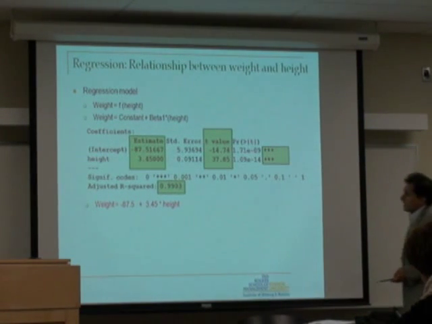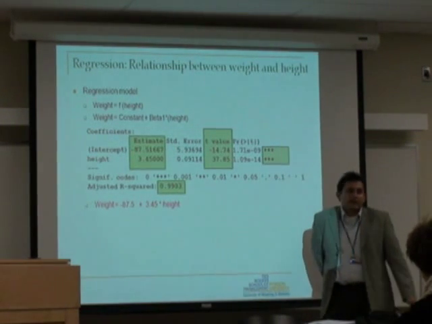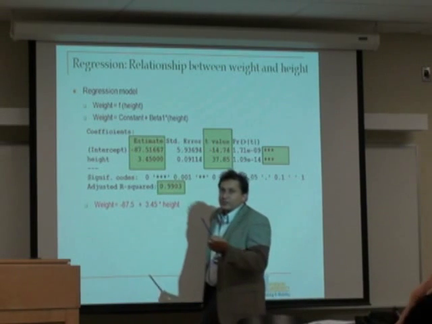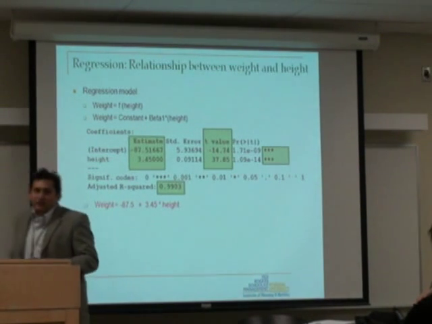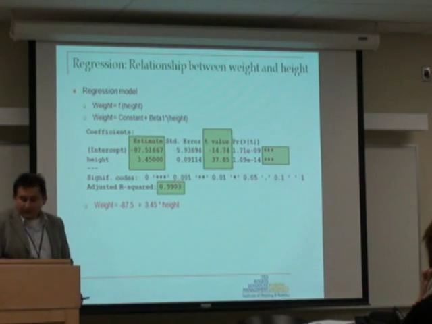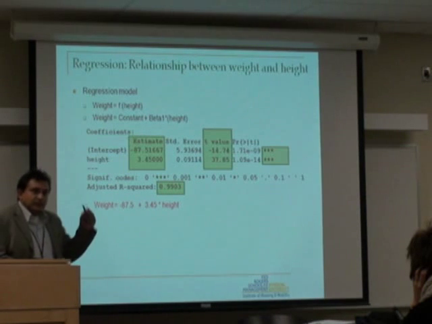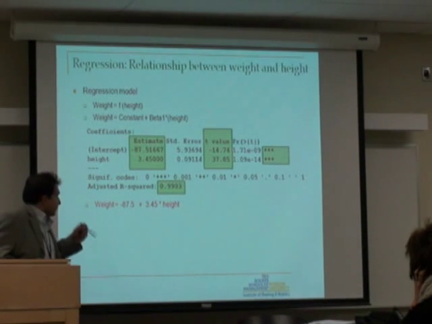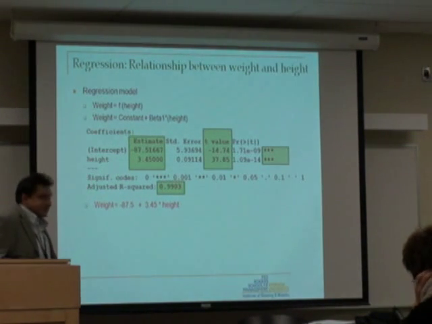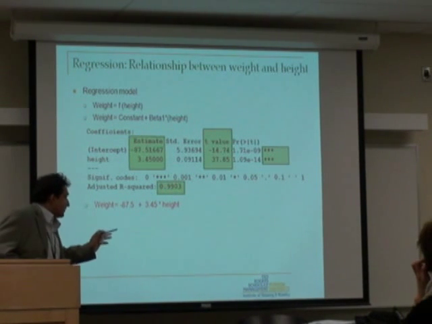Okay? And look at the R squared. It's 0.99. This model is explaining 99% variance in weight using height as an explanatory variable. Right? Now, let's look at t-value. What is t-value? The coefficient is minus 87.5, and the height coefficient is 3.45.